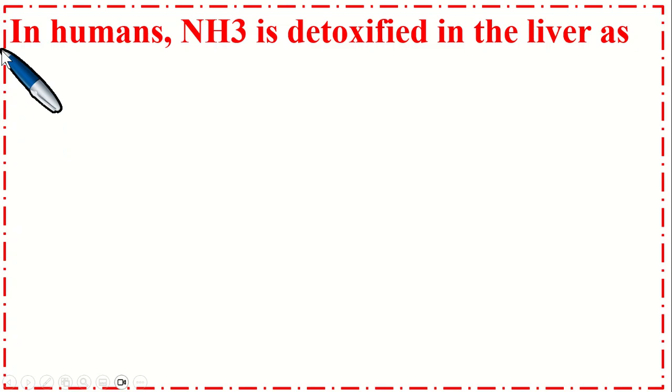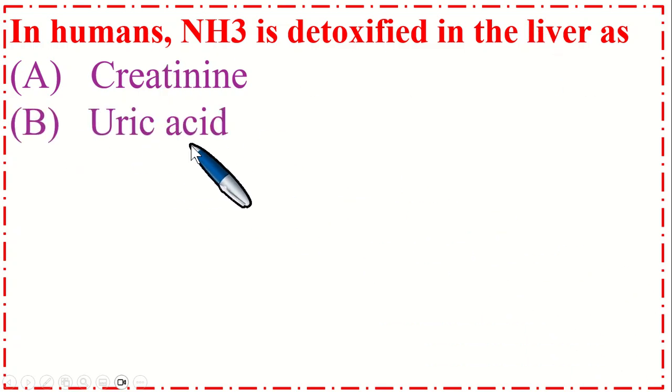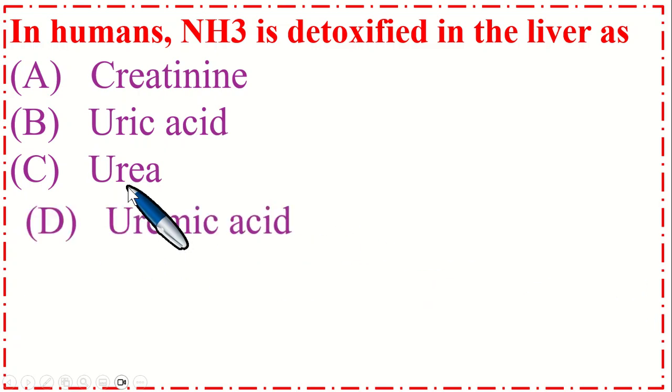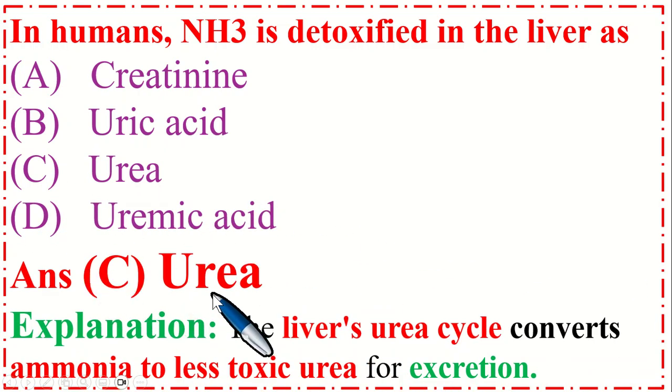Dear students, in humans NH3 is detoxified in the liver to option A, creatinine, B, uric acid, C, urea, and option D, uremic acid. So the correct option is C, urea. The liver's urea cycle converts ammonia to less toxic urea for excretion.